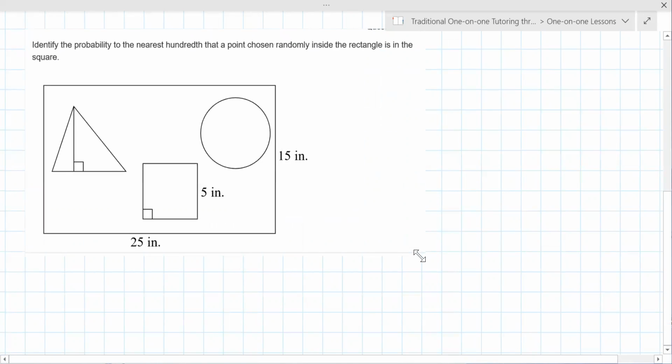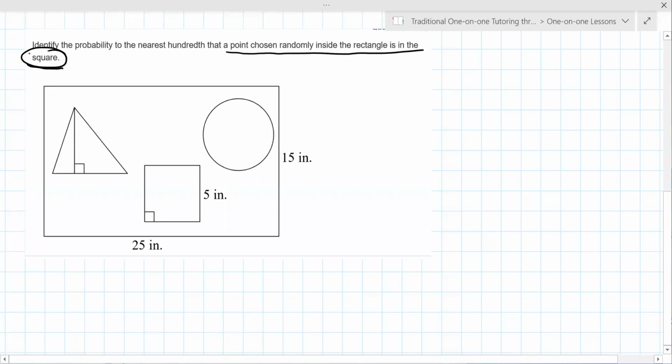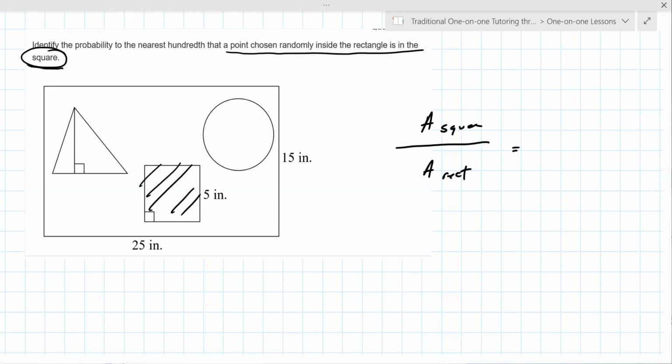Okay. So this time they want to know that the point chosen randomly inside the rectangle is in the square. So they only care about the square this time. So we have to find the area of the square divided by the area of the rectangle, because the rectangle is always the whole thing. And then the square is this one right here. So go ahead and give that a try. You know how to find areas of squares and rectangles.